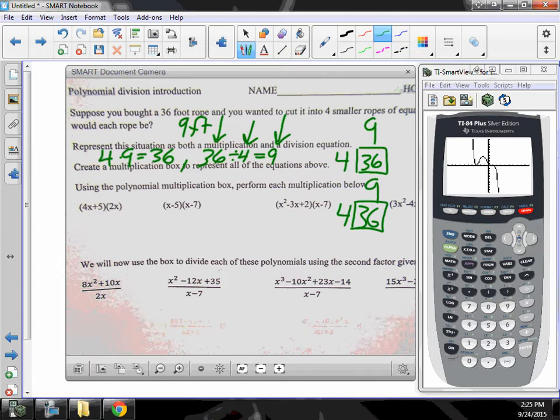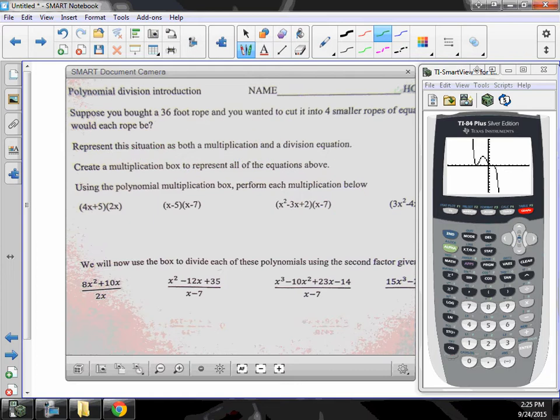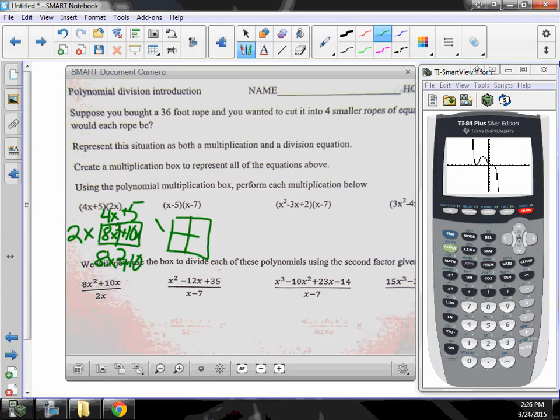We are going to do the same thing using polynomials. So, for this first one, 2x times 4x plus 5 is 8x squared plus 10x. So 8x squared plus 10x. And then we can do the same thing here, x minus 5, x minus 7. So multiply that together, then do the next one, and do the next one, and I will pause the video.